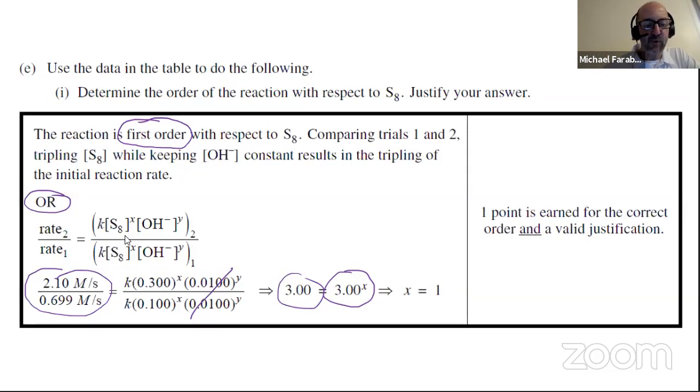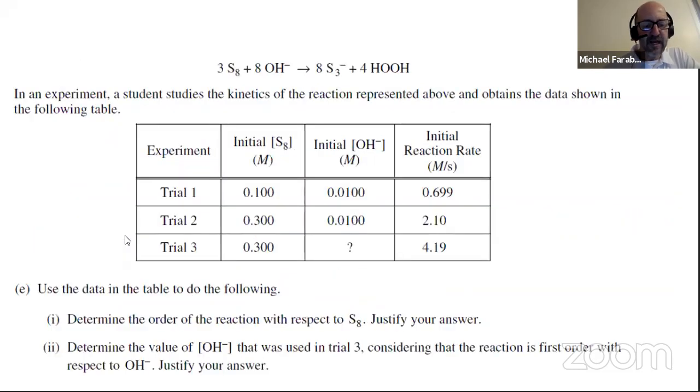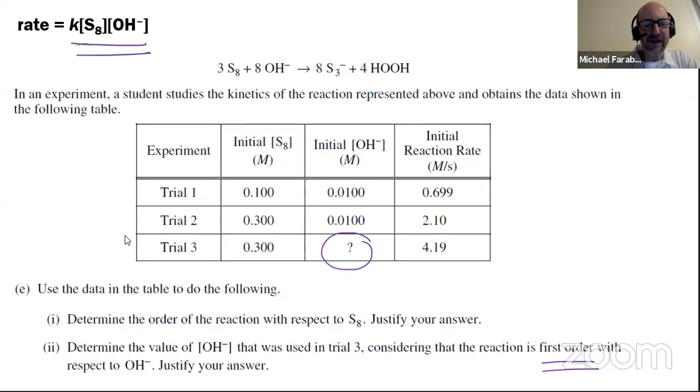All right, the next part, we have the question mark in the table. Determine the value of the hydroxide concentration that was used in trial 3, and they're coming out and telling us that the order is also first order with respect to the other reactant. So we have first order with respect to sulfur, and we have first order with respect to hydroxide. So there is our overall rate law.